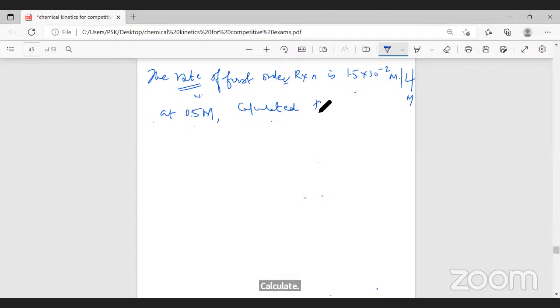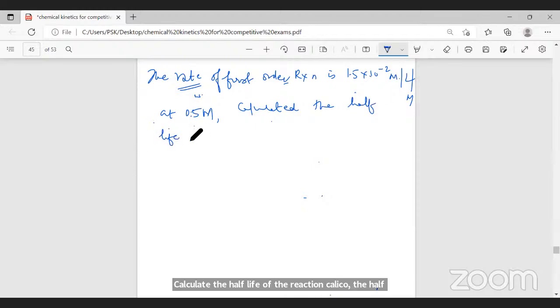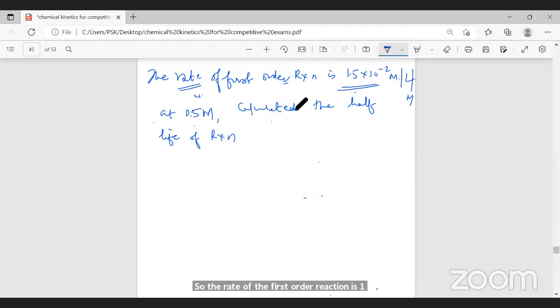Calculate the half-life of the reaction. So the rate of the first order reaction is 1.5 into 10 to the power minus 2. And they're asking you to calculate the concentration they've given, 0.5, calculate the half-life period.